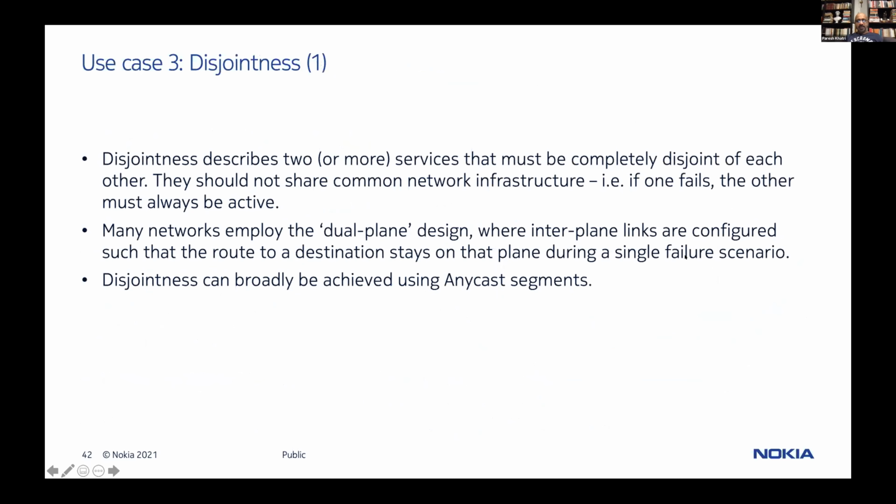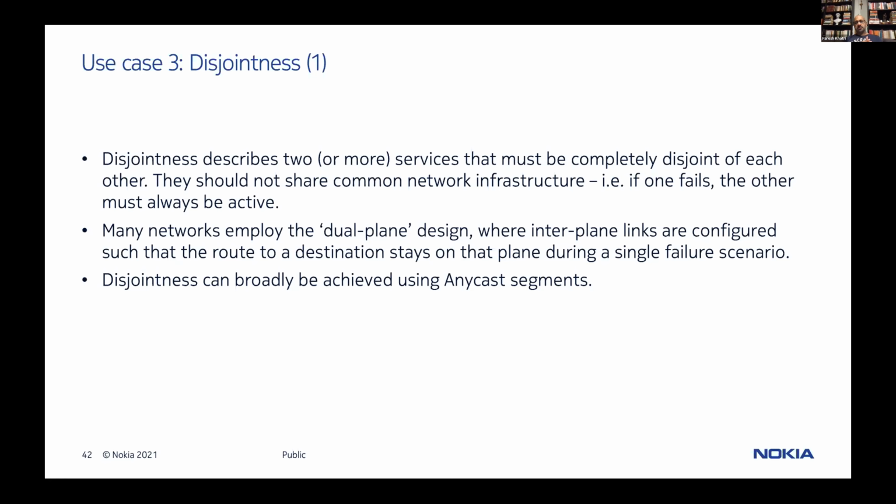Okay, the next use case that I want to touch on is what we call disjointness. It's a bit of a mouthful, but this is a scenario where you've got to build two services that are completely disjoint of each other. And what I mean by disjoint is that the path of one service has no common points, no intersection with the path of the second service.